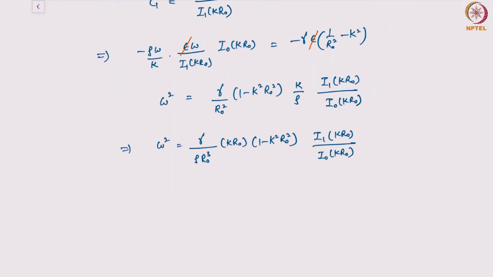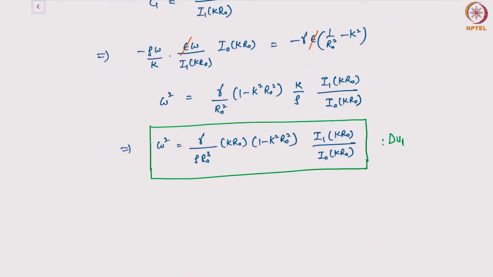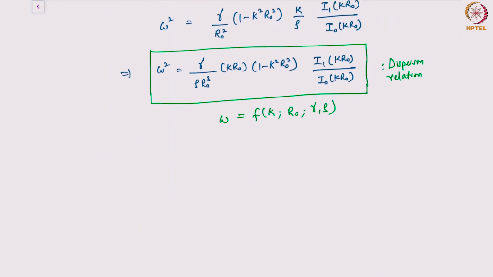So this is called the dispersion relation, because it tells me the relationship between omega as a function of k, and other geometric parameters like r naught and material parameters like gamma and rho. So if I specify a filament of radius r naught, and tell what the filament is made of, what the liquid is, meaning its surface tension and density, then I can calculate the growth rate omega as a function of k. Alright. So we can also calculate the wave speed, or maybe we'll come to this after analyzing this dispersion relation.